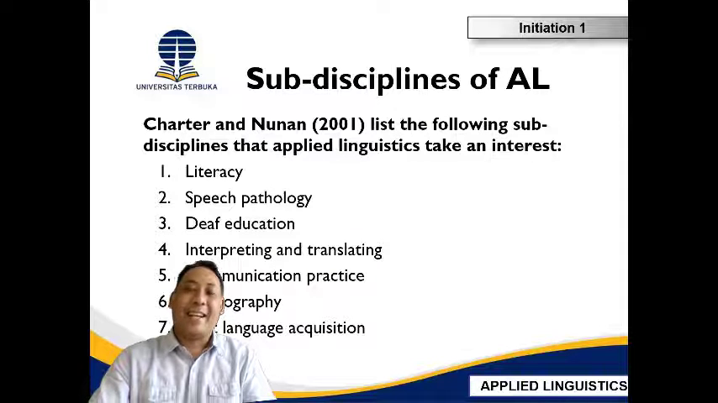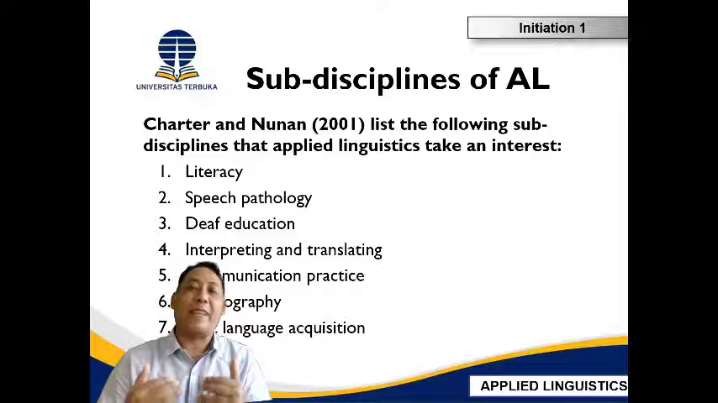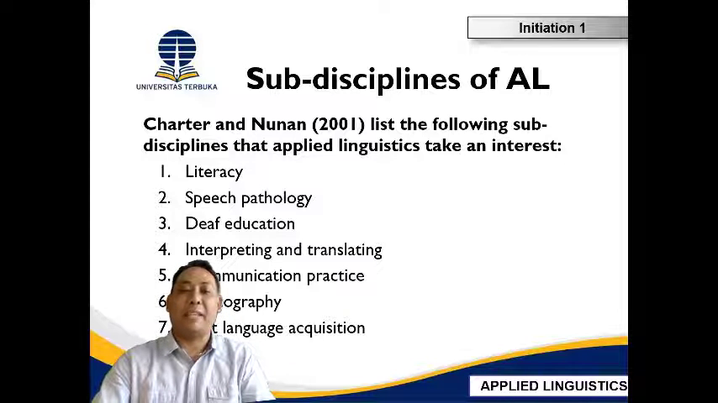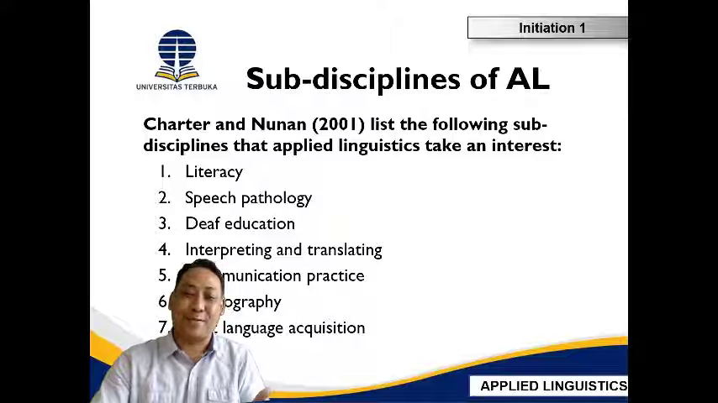Okay? When we talk about applied linguistics, in fact, Charter and Noonan came up with some ideas to categorize it into subdisciplines. And here are some subdisciplines identified by Charter and Noonan in 2001, such as literacy, speech pathology, deaf education, interpreting and translating, communication practice, lexicography, first language acquisition, second language acquisition.